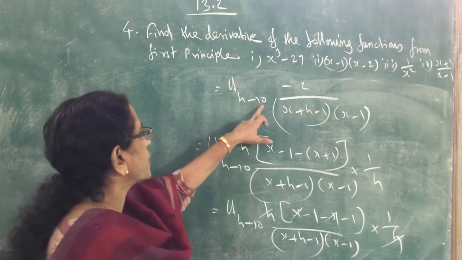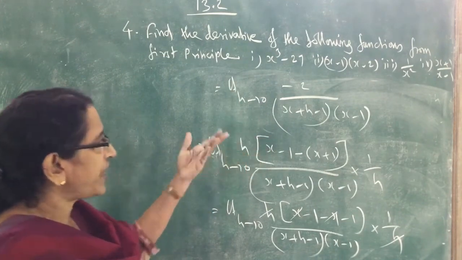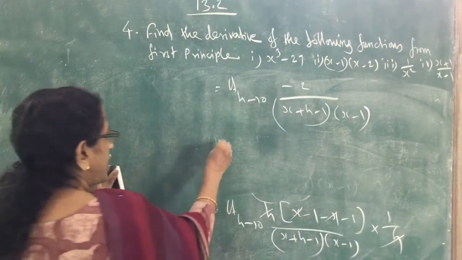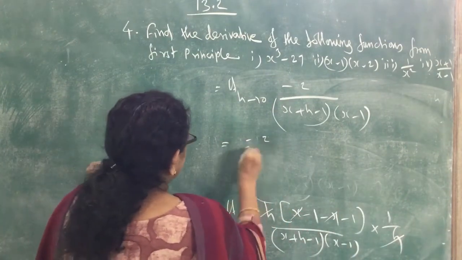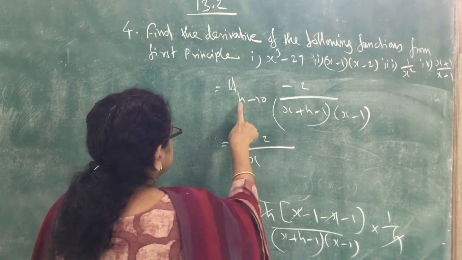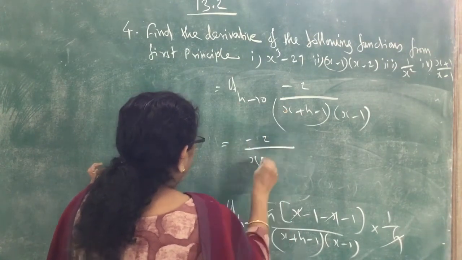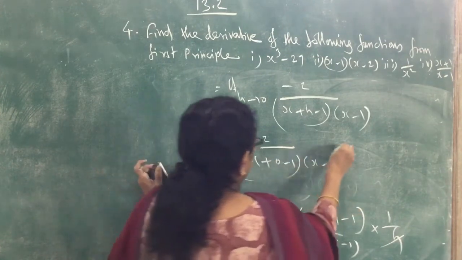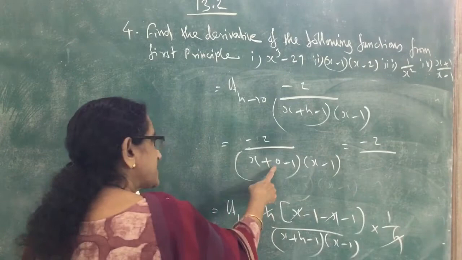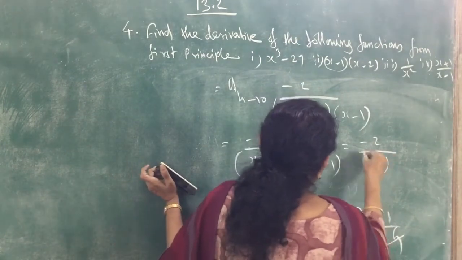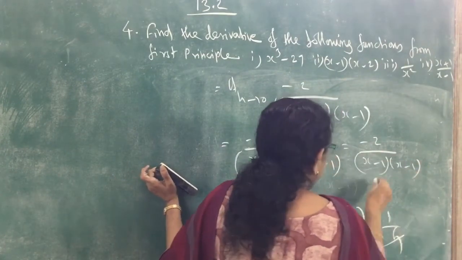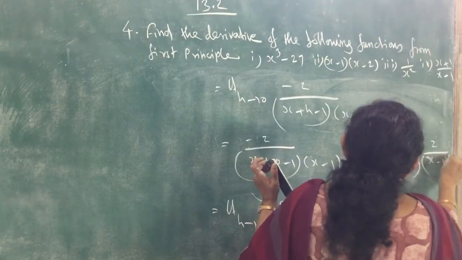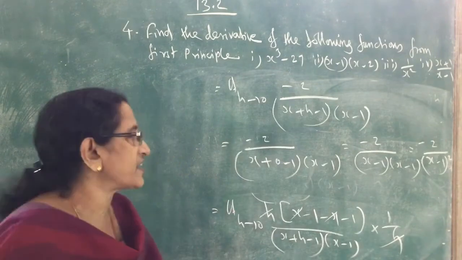Put h equal to 0. Limit h tends to 0 means we have to substitute h equal to 0. So when we apply the limit, we get minus 2 divided by, in the place of h we have to write 0, x plus 0 minus 1 into x minus 1. That is the same as minus 2 by x plus 0 minus 1, that is x minus 1 into x minus 1. That is equal to minus 2 divided by x minus 1 whole square.